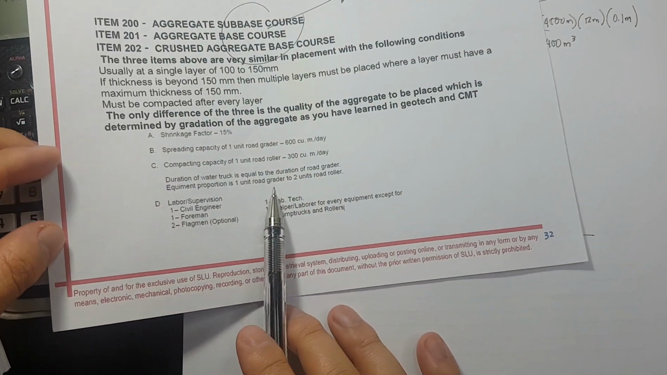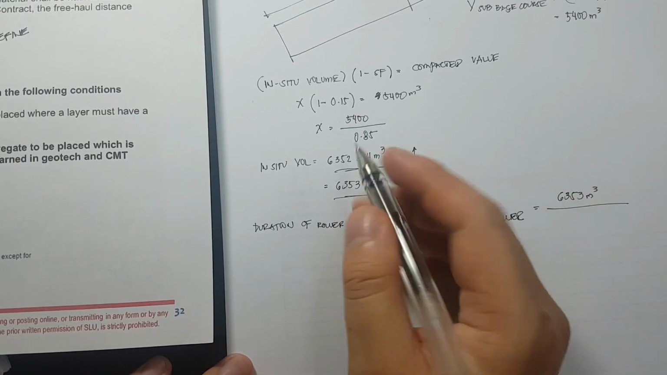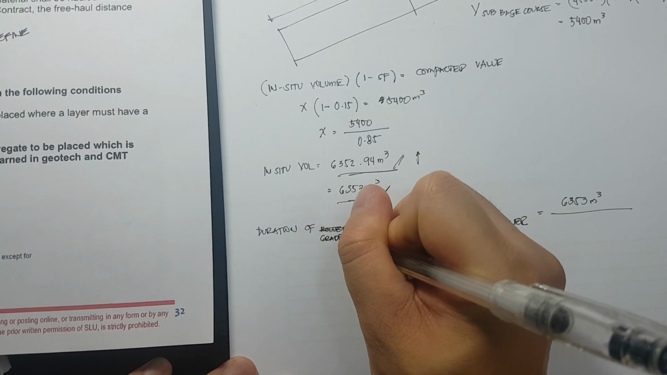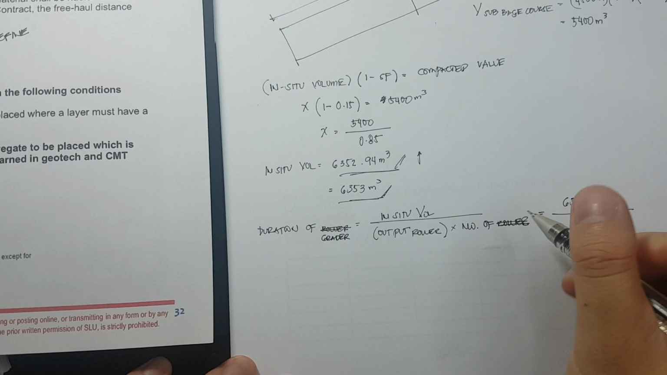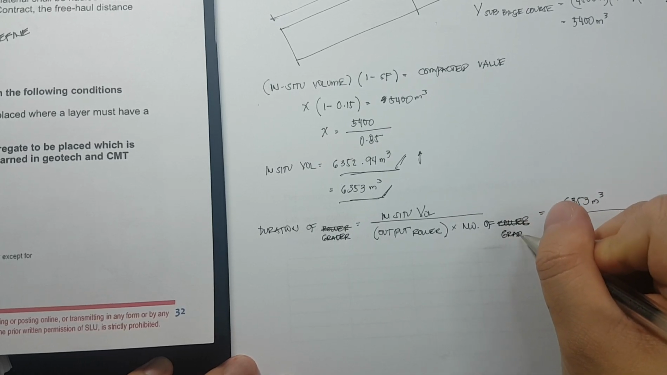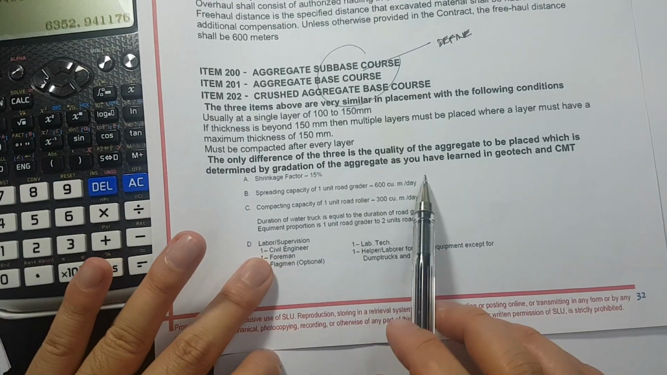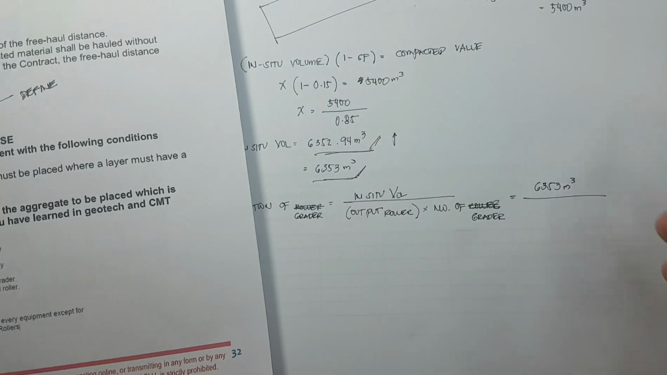Mali. Mauna dapat si grader. Sorry. So it should be grader. So we have here the duration of grader. Yes, it should be the grader first kasi siya yung magle-level. So grader, the output of grader is 600 cubic meters per day.